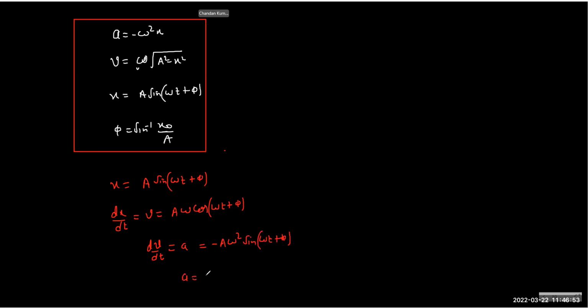You can say acceleration is how much? Minus omega square a sine omega t plus phi. But what is a sine omega t plus phi? X. It's the same thing. You can rederive the formula from one to another. So knowing one formula can lead you to the other formula and vice versa. But the first method that we took was a difficult method. Now you can see if I know the x value, then going back to the other values is very easy, right?